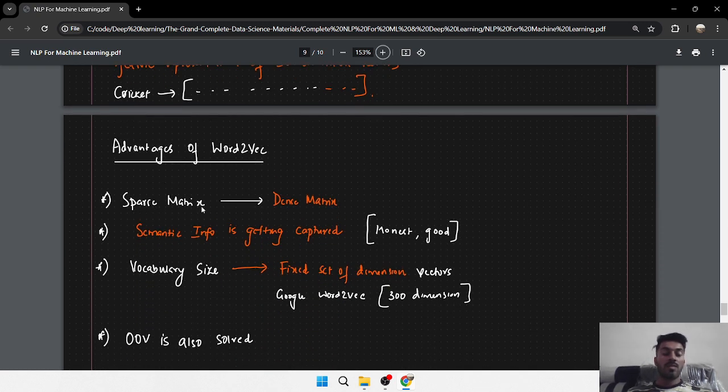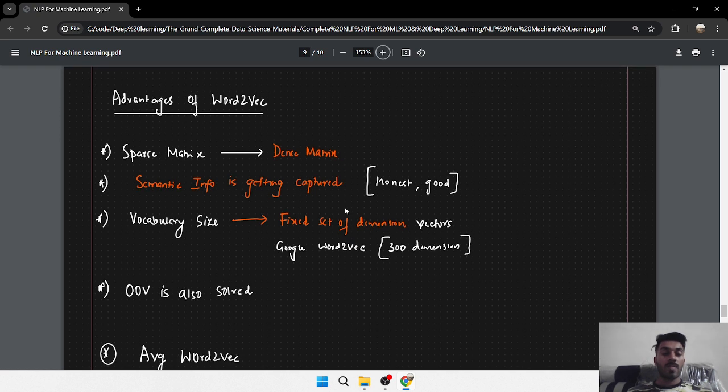The advantage is about sparse versus dense matrices. The sparse matrix is there, but now it's converted into a dense matrix. In a dense matrix we have a defined shape, with every word as a 300-dimensional vector, and there are complex numbers in between. Semantic information is getting captured.